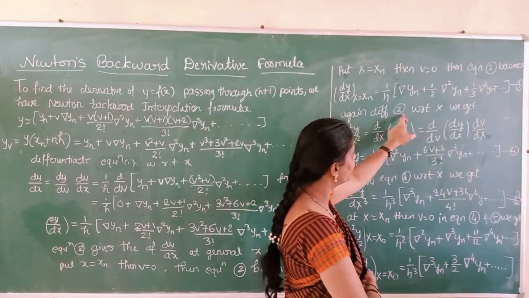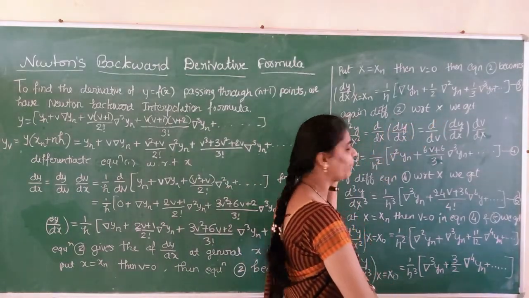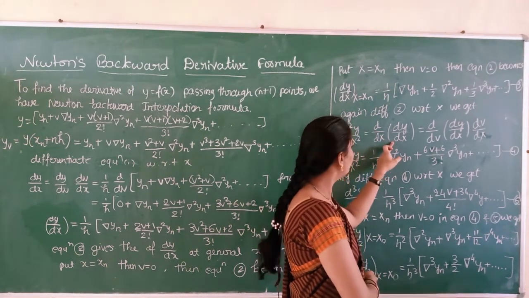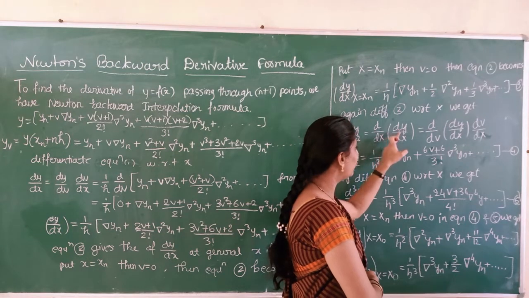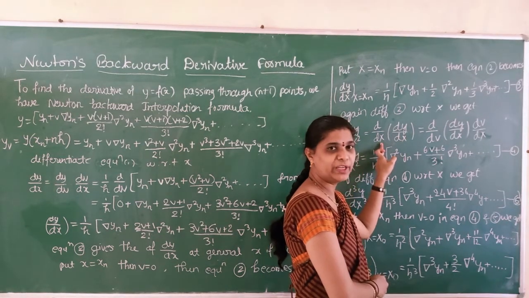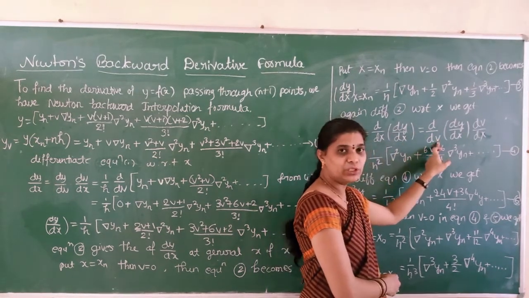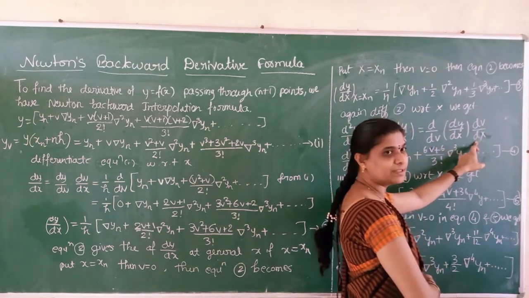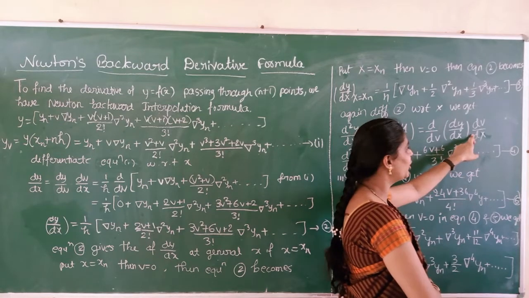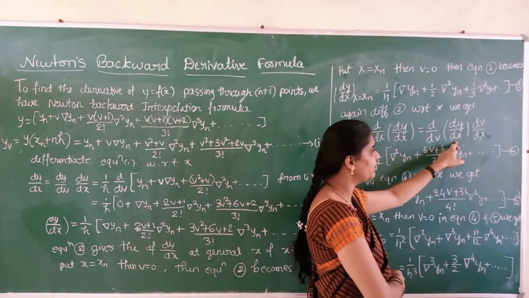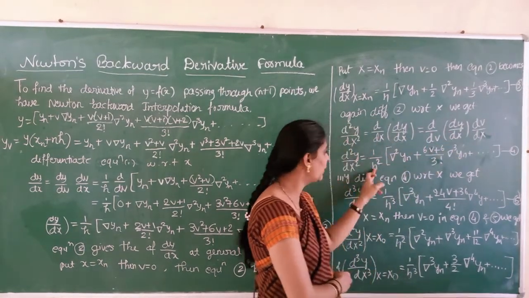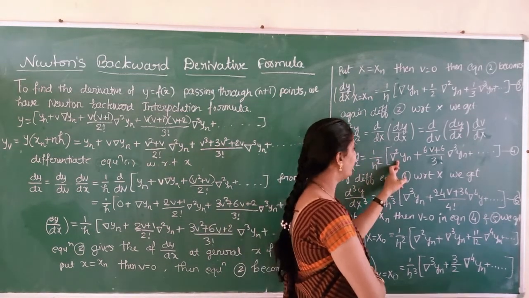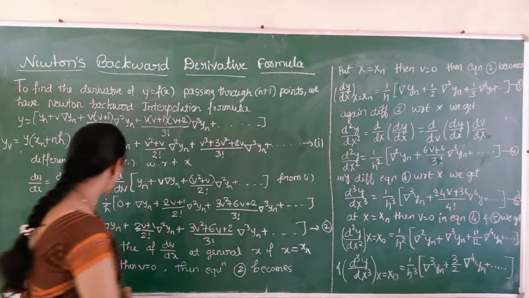Again, differentiate equation 2 with respect to x, we get d square y by dx square. So d by dx of dy by dx. It is not possible to differentiate dy by dx directly with respect to x, so we have to apply the chain rule, that is d by dv of dy by dx into dv by dx. As you know, the dv by dx value is 1 by h. From equation 2, dy by dx, that is 1 by h into 1 by h, 1 by h square, into the differentiation of equation 2. What is the differentiation of equation 2?